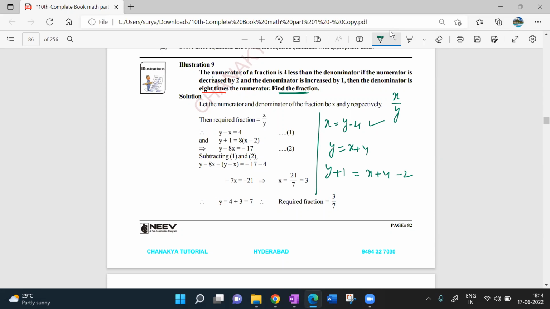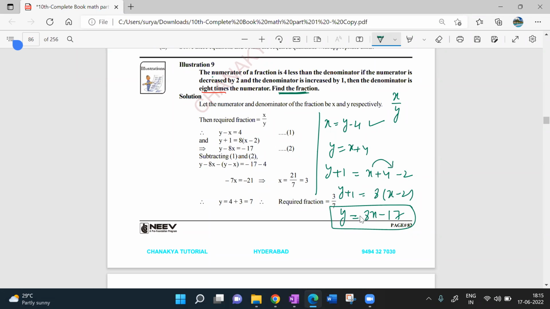Okay. So then it will be 8 times (y plus 1) is equal to 8 times (x minus 2). x plus 4 minus 2 is x plus 2, right? So 8 times (y plus 1) equals 8 times (x minus 2). So what are we going to get now? So solve this. y is equal to 8x minus 16 minus 1, minus 17. So this is one equation.